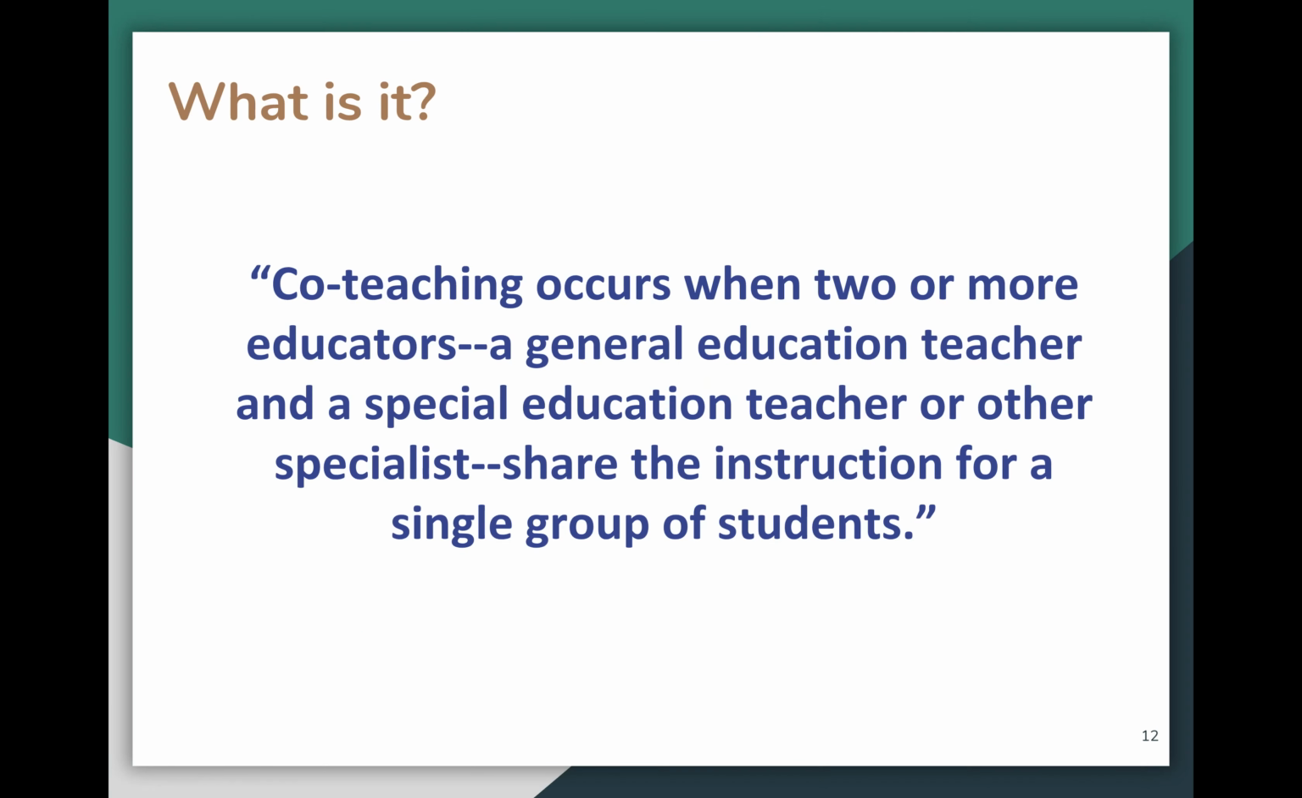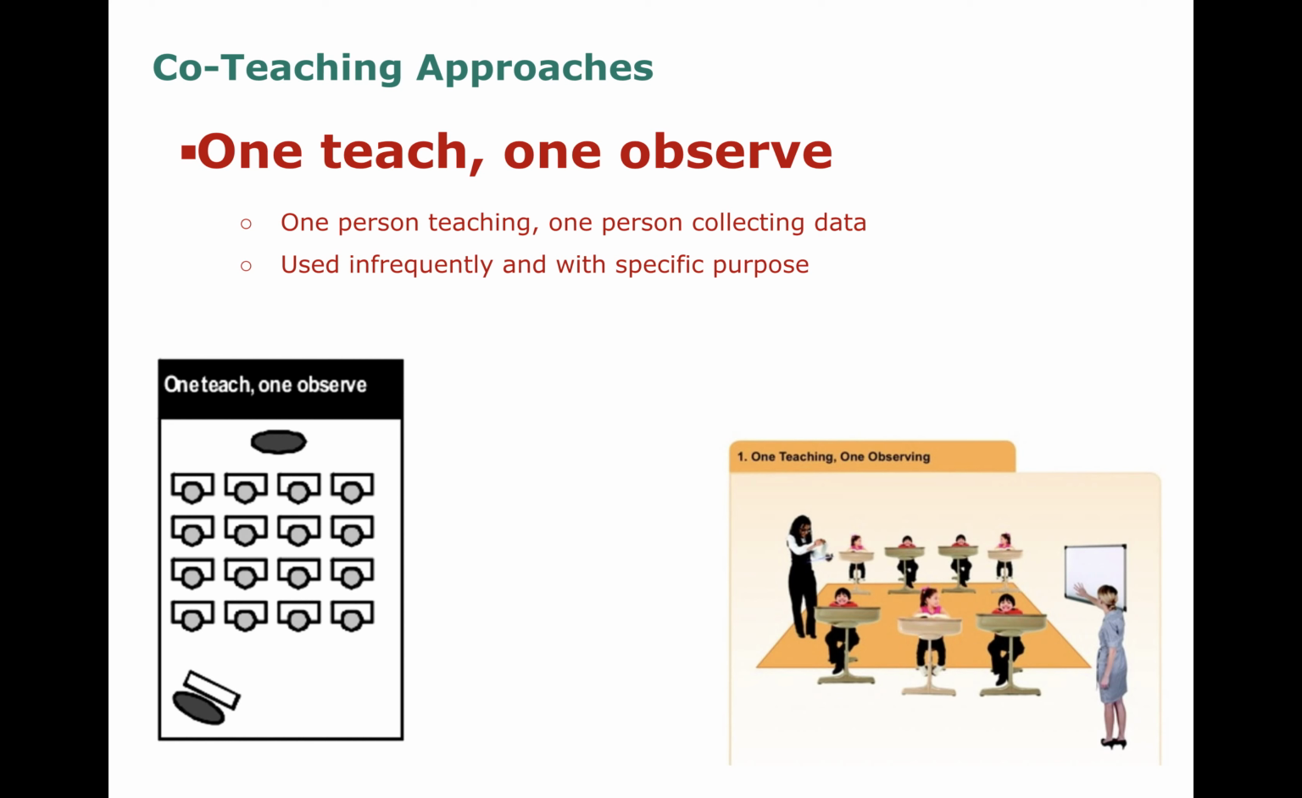And first, let's just talk about what co-teaching is. Again, it occurs when there are 2 or more educators, a gen ed teacher, a special ed teacher, and or another specialist. This other specialist could actually be a behavior specialist. It might even be a speech language pathologist. So these people share the instruction for a single group of students. We have a few different models in terms of the actual setup and organization of the classroom, and in terms of who teaches and who's supporting. And you have to think about ways to find balance in these co-teaching approaches.